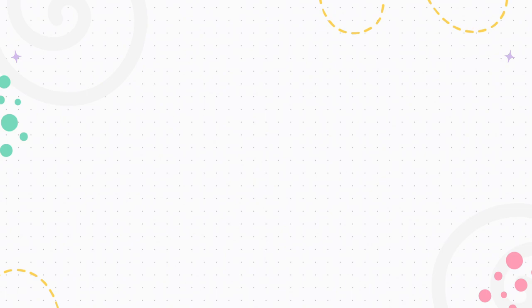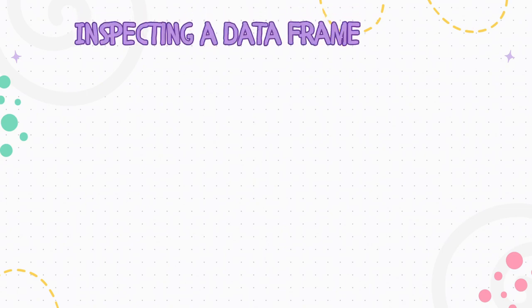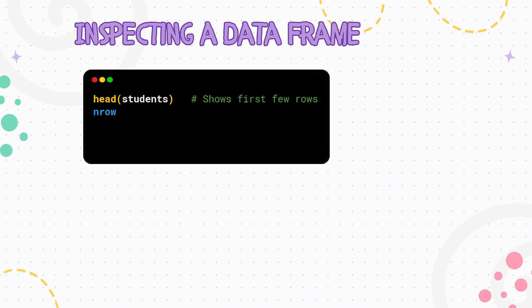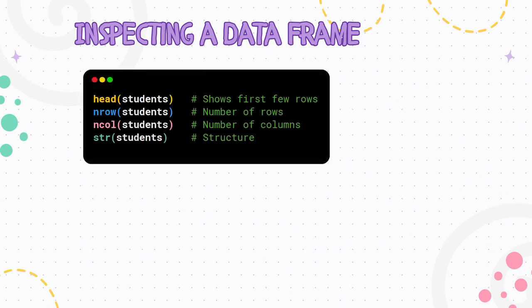Now, after talking about adding and removing columns from a data frame, let's discuss inspecting a data frame, which is a very important topic. Because whenever you load or receive a new dataset, the first thing you do is inspect it. So let's take a look at some of the methods or functions that help us in inspecting a data frame.